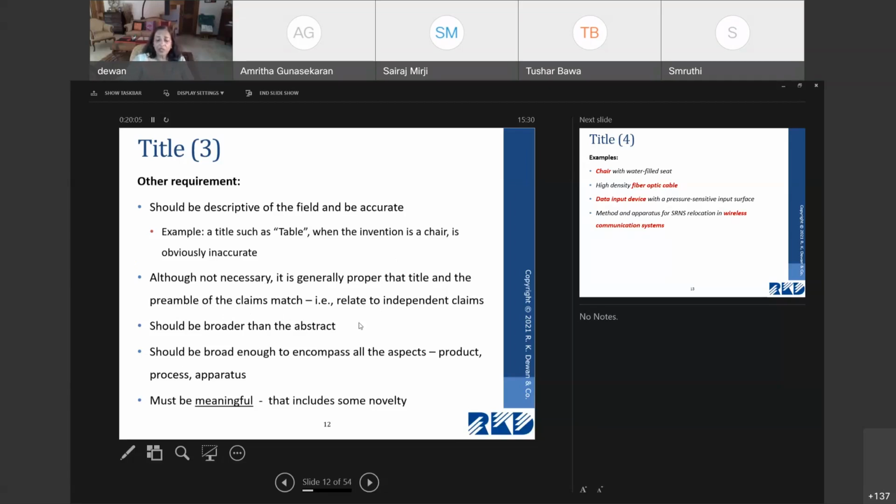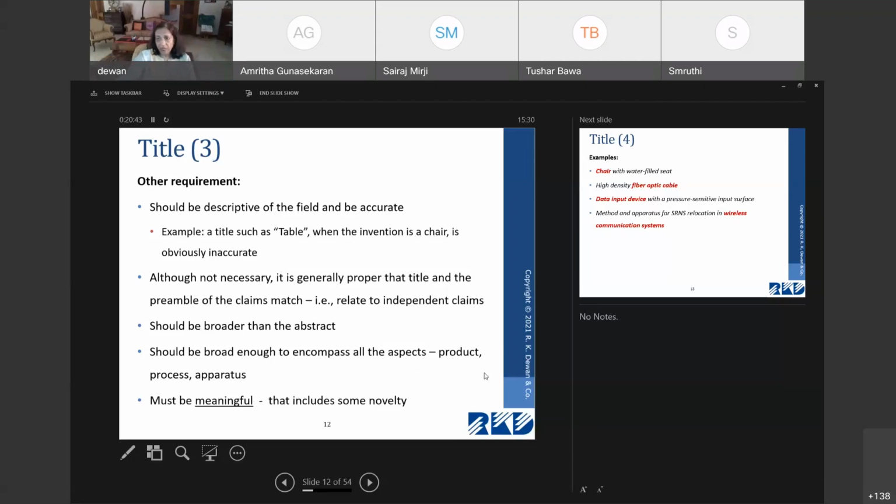Okay, it should be broader than the abstract, because in the abstract, as we'll come to, you'll see the requirement of the abstract. It should be broad enough to encompass all the aspects. So suppose you have a product, a process, an apparatus. Within those 15 words, I must make sure that I write that there is a product, a process, and an apparatus. If there are 3 independent claims for product, process, and apparatus, then I must make sure that my title is broad enough to encompass all these 3 aspects.